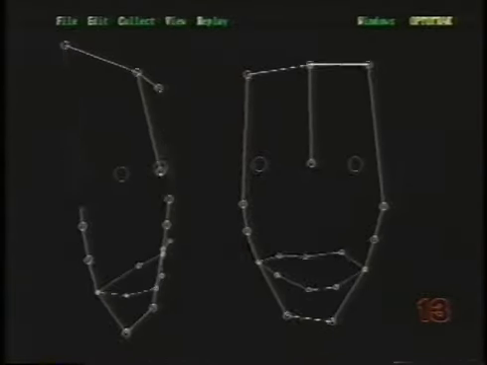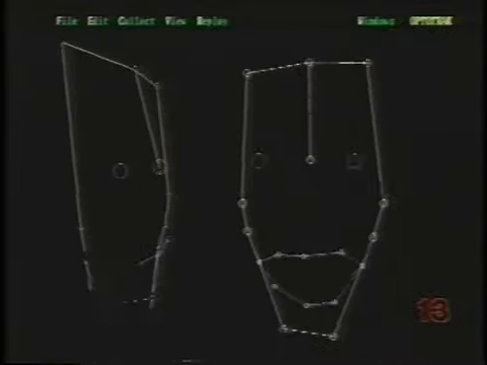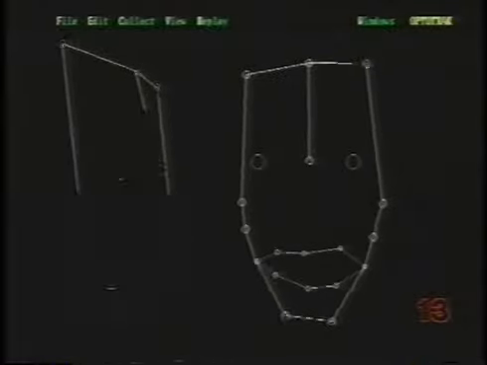Adding a profile view gives the display depth and enables all 3 dimensions to be seen simultaneously. Note the substantial protrusion of the entire lip structure and cheek during production of the rounded vowels.